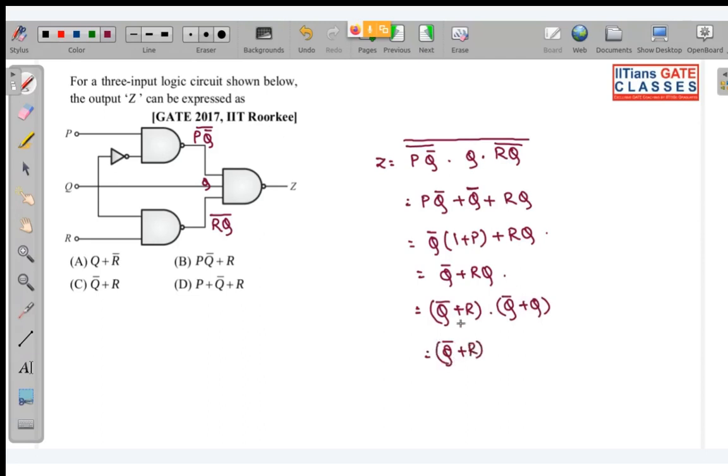What answer did we get? Don't look into my solution. I had solved that to save time, so that we can save a few minutes. So what answer did we get? This is a very simple question.